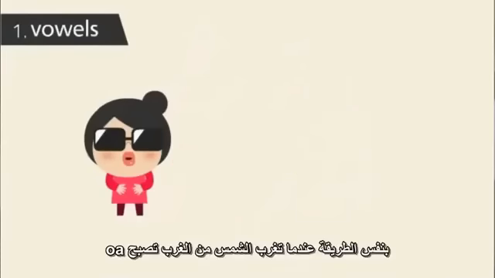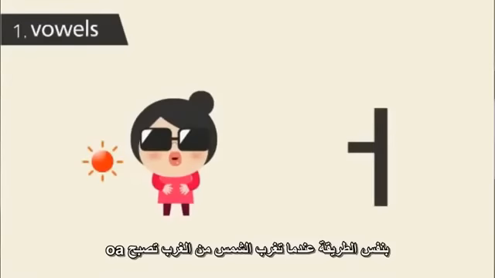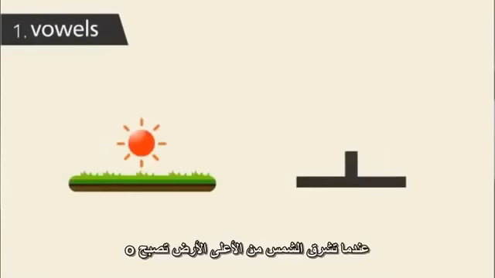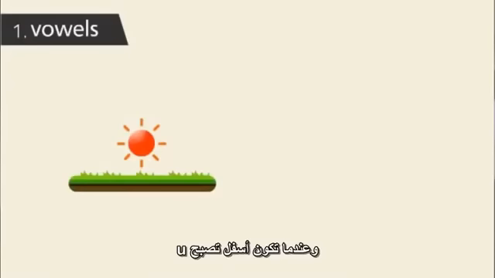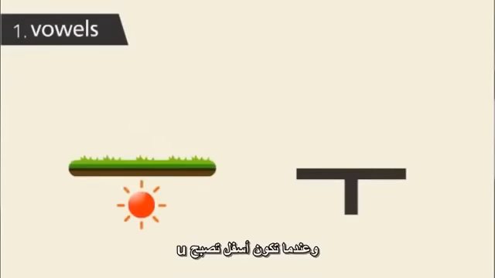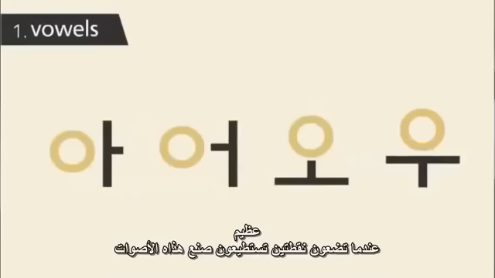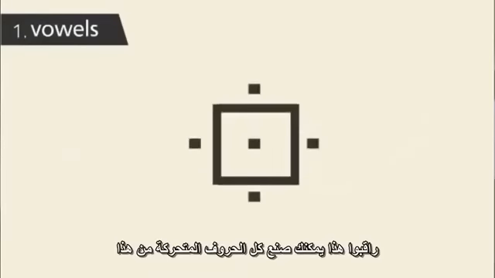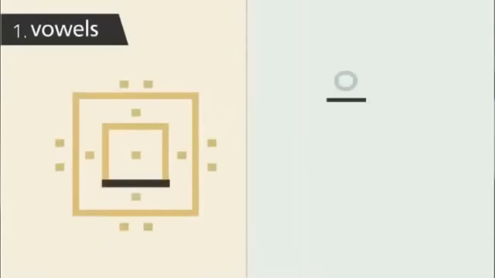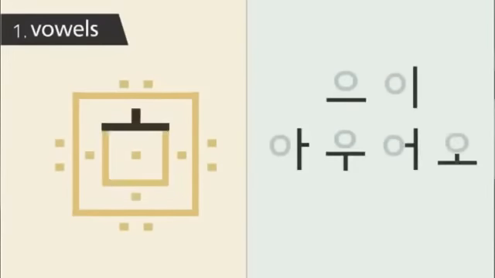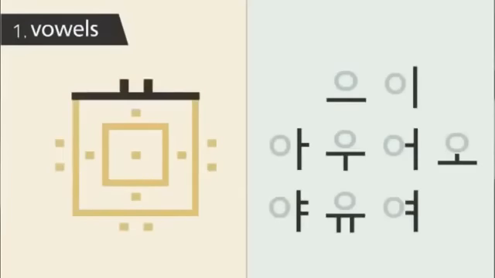Same principle here. When the sun sets in the west, it goes ah. When the sun rises above the ground, it's oh. When it goes below the ground, it sounds ooh. Great! Here, when you draw 2 dots instead of 1, you can make ya, yo, yu. Check this out. You can make all of the Hangul vowels with this.